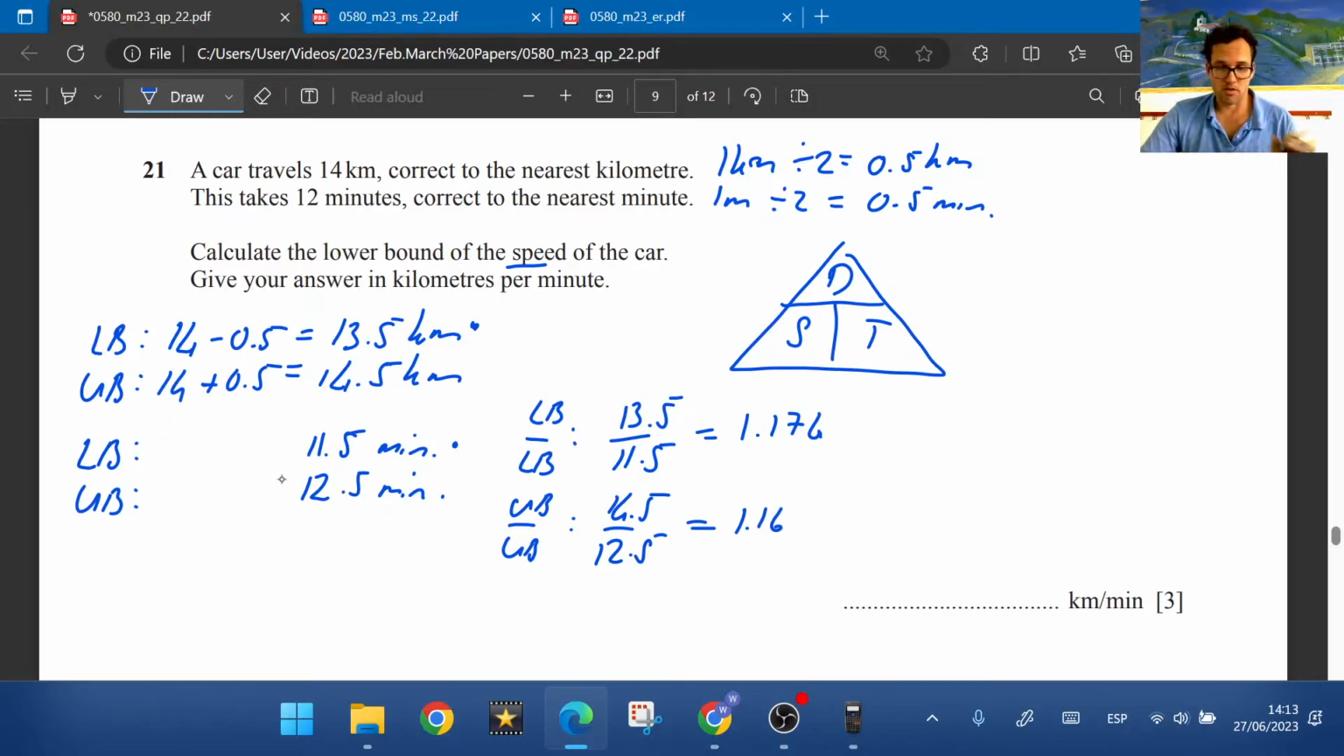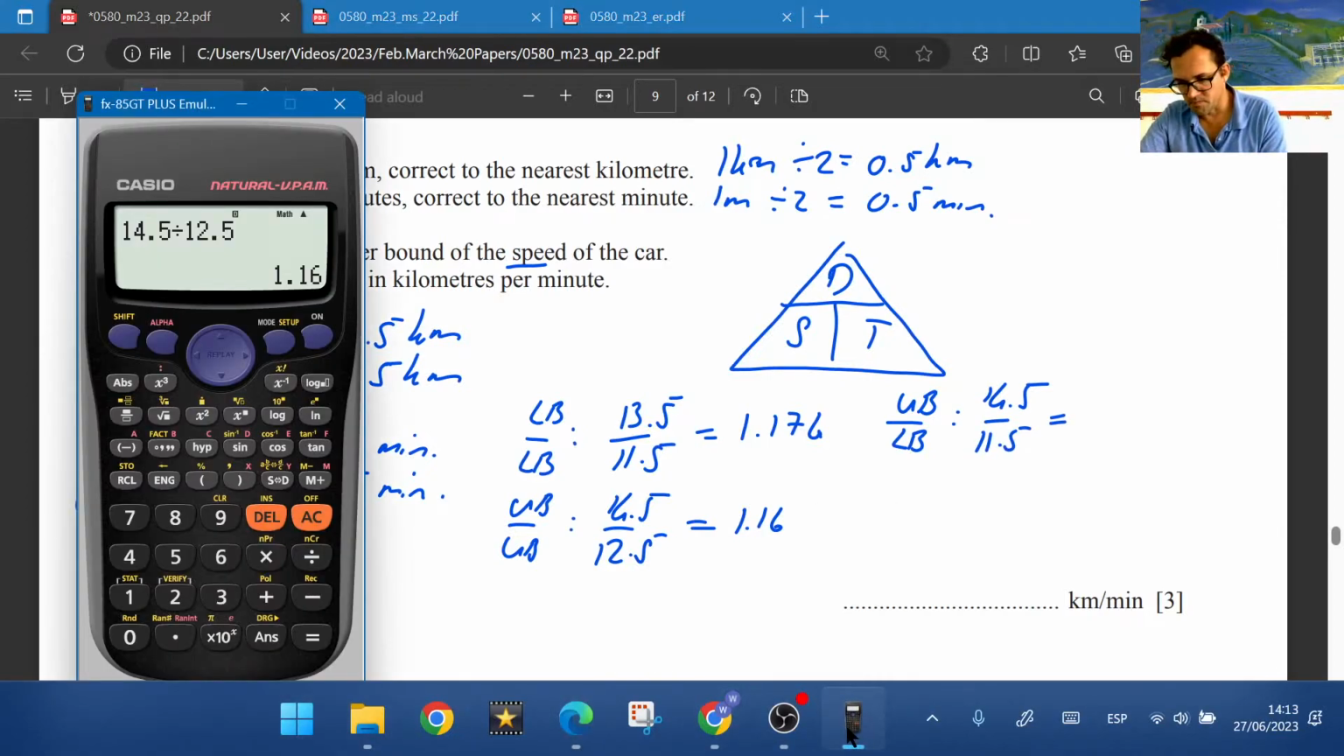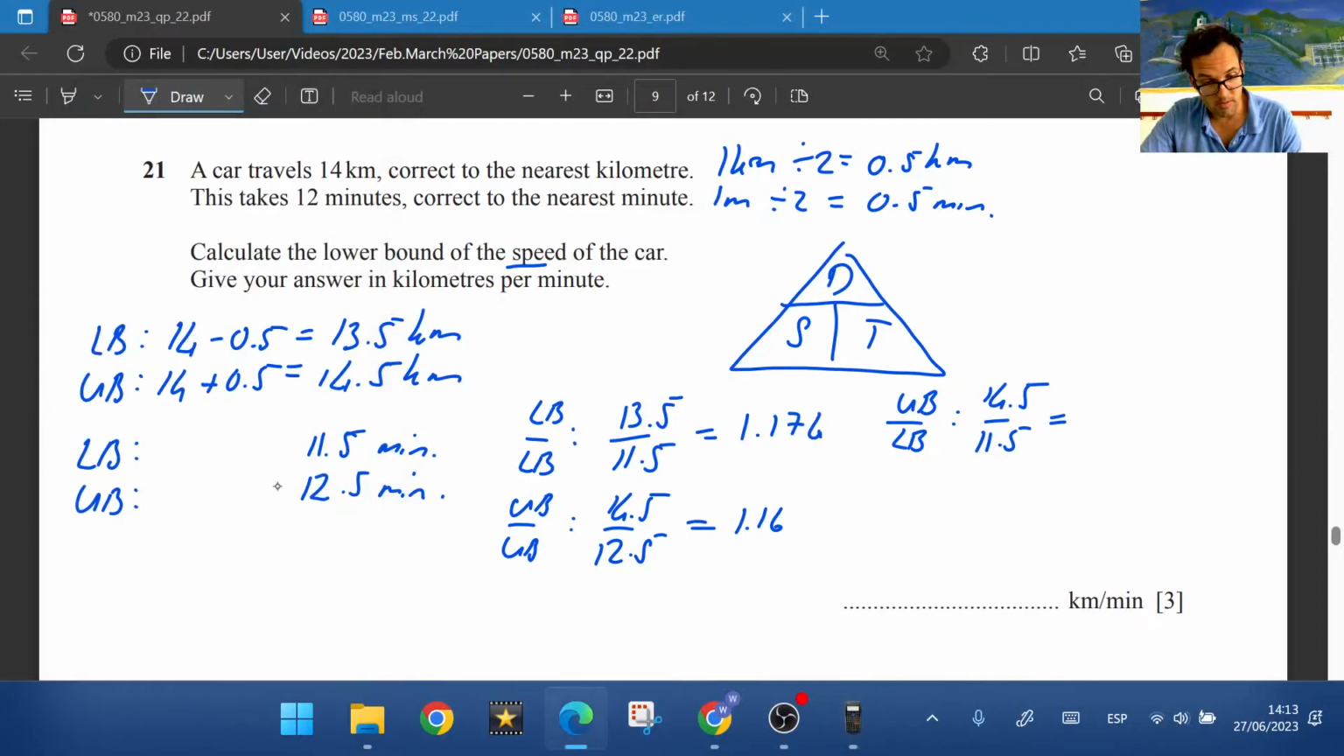None of these is going to be the right one, though. We need to mix it up, and that's going to give us something else. So let's now do the upper bound divided by the lower bound. The upper bound is 14.5 divided by the lower bound 11.5. That's 1.261 to 4 significant figures. That's the biggest answer yet.